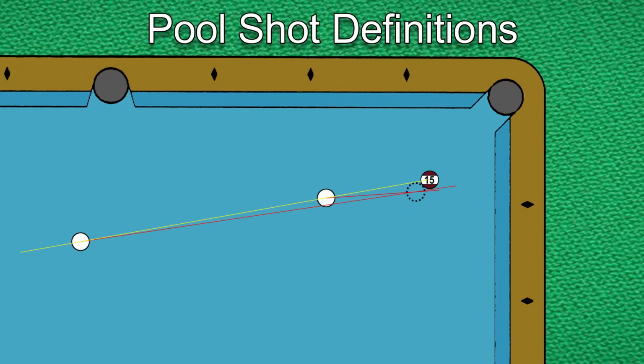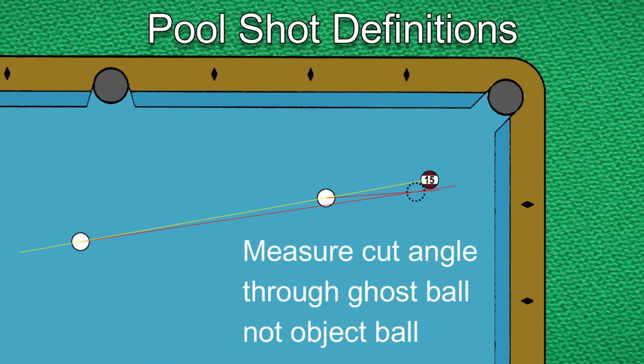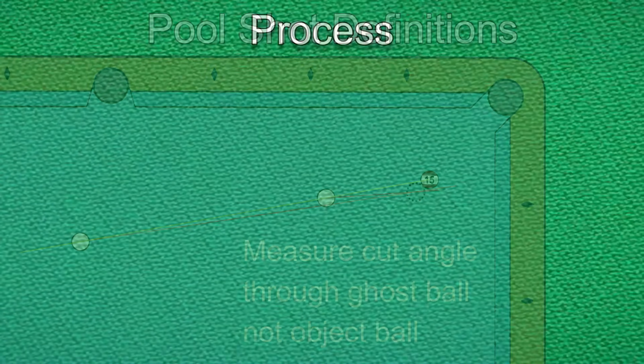It doesn't matter if you feel that you're unable to visualize the ghost ball position. Just remember that the cut angle for every shot is measured through the ghost ball, not through the object ball. We'll look at that more closely in the half ball hit section of this video.